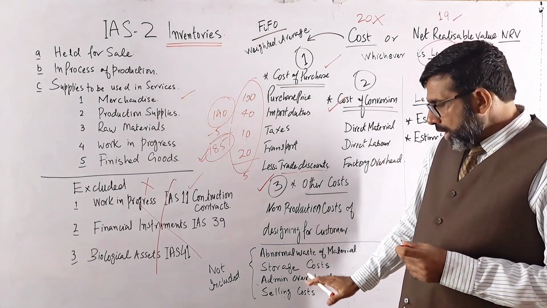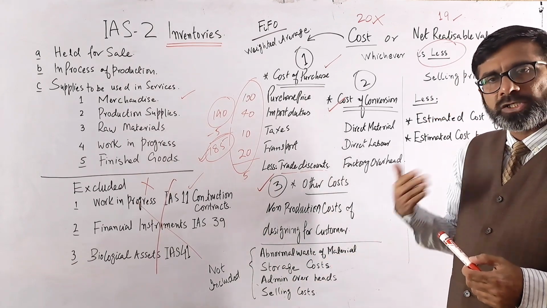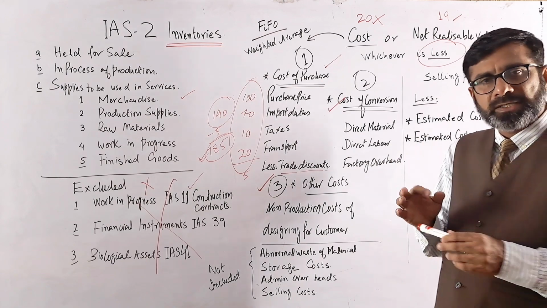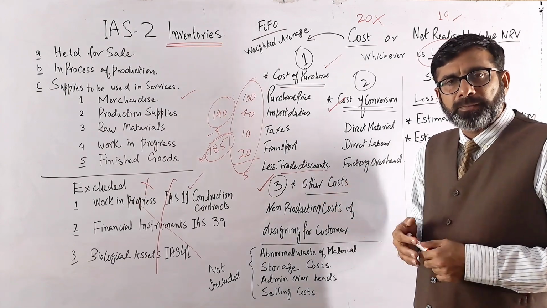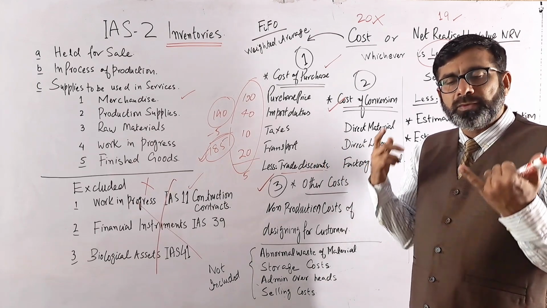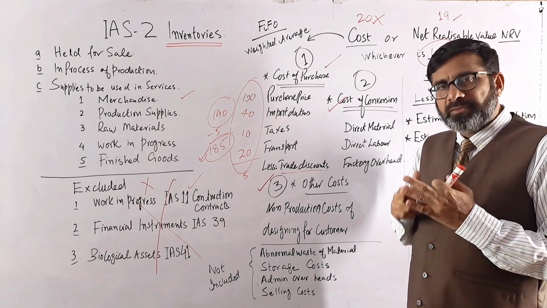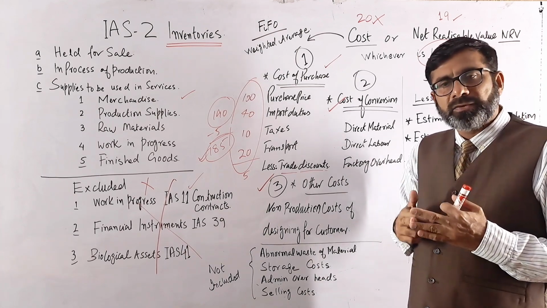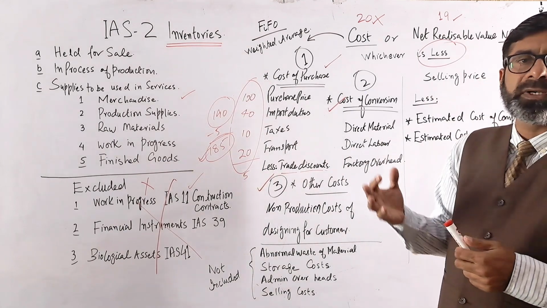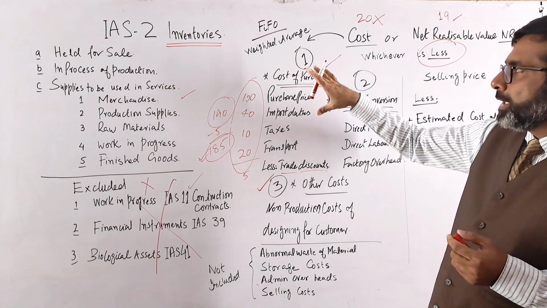So what are those costs? Abnormal wastage of the material. Sometimes in the production process there is a normal wastage, like 2%, 3%, 5% according to the company, but it may be like 40-50% wastage due to labor negligence. It may be due to machines not working properly or the quality of the material not being good, and there is a 30-40% abnormal loss. It will not be included in the cost of the inventory.